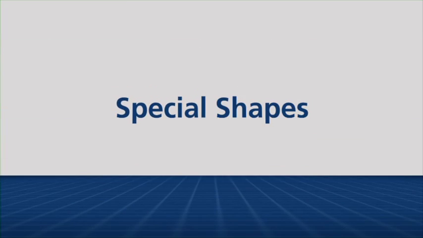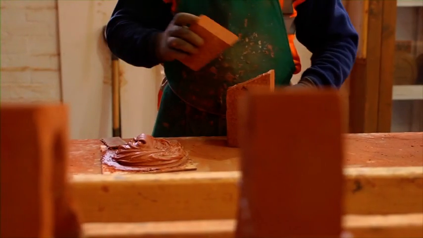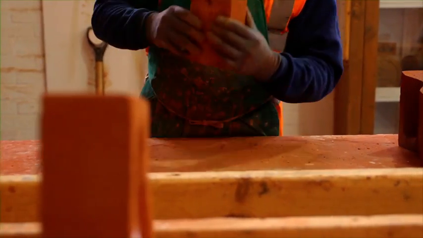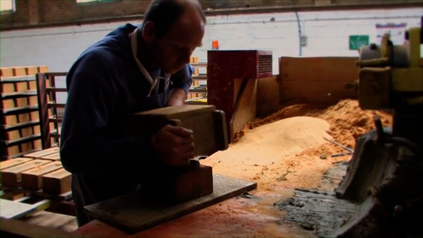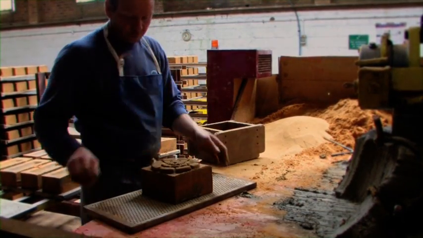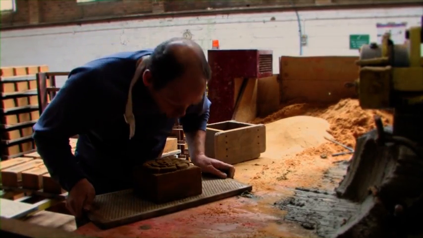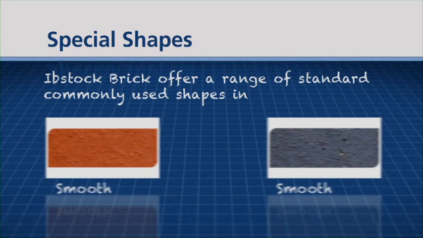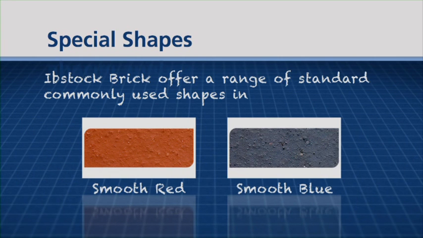Special shapes. In addition to the standard type of bricks available, IBSTOCK Brick also produce many different special shaped bricks. These bricks can be used for decorative purposes or to meet a specific design requirement of a build. In order to service the daily requirements of our customers, IBSTOCK Brick offer a range of standard, commonly used shapes in smooth red and smooth blue, both of these colours being the most widely used.